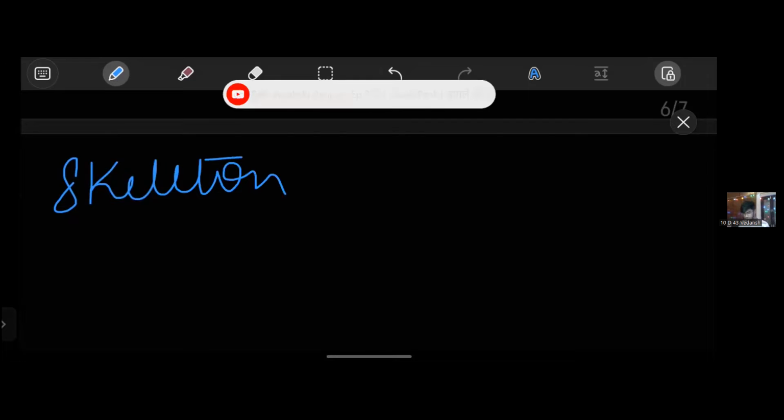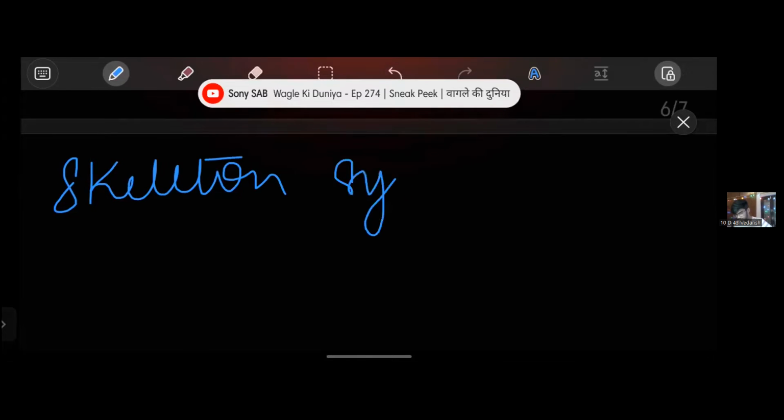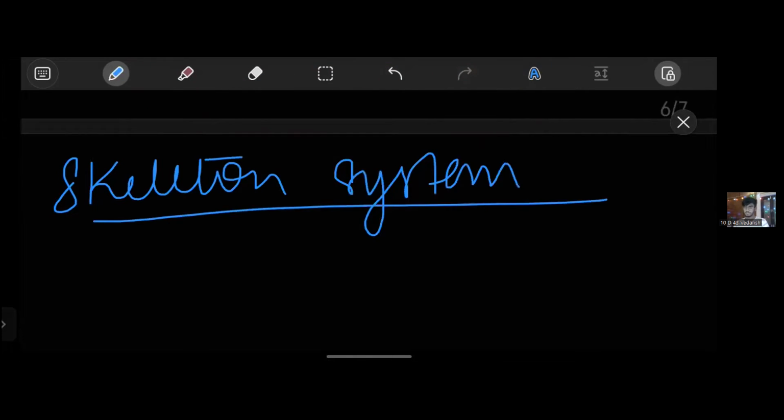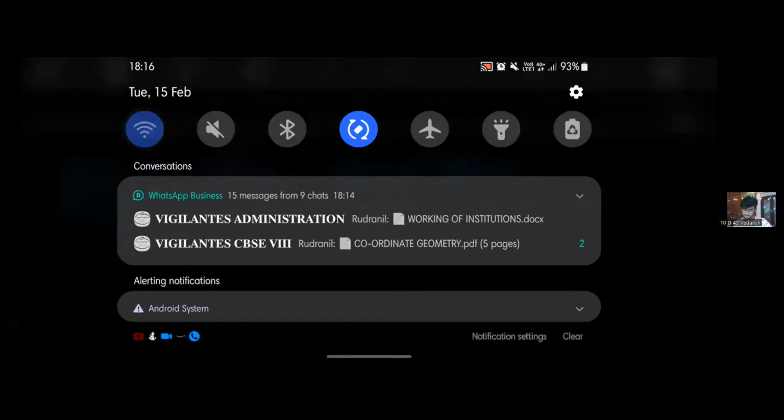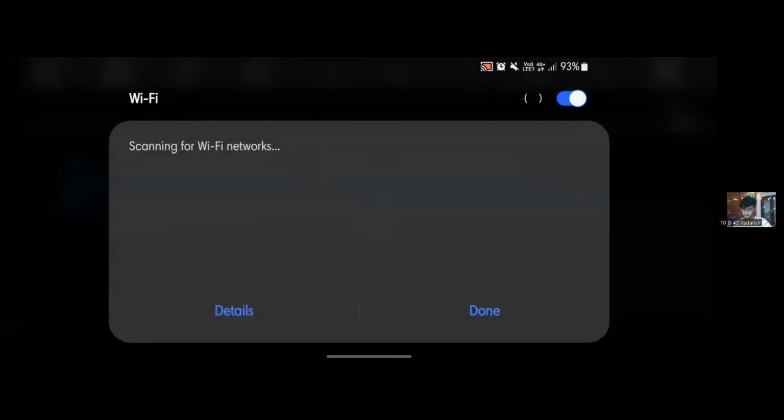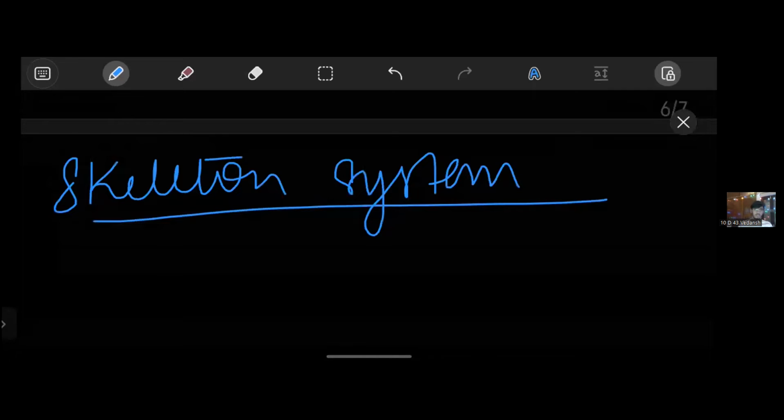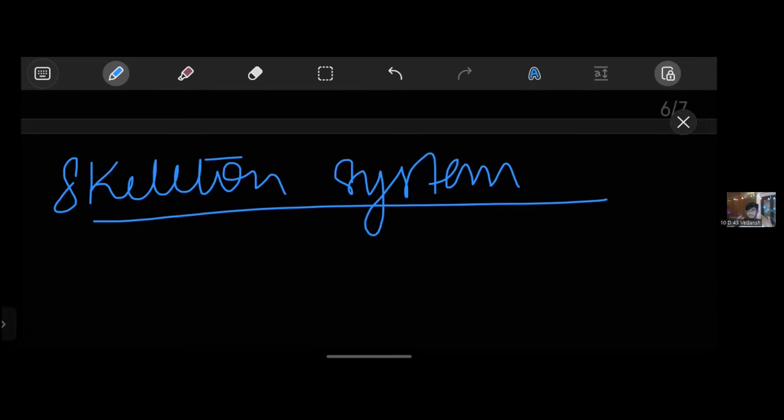Skeleton system. What actually is taught in the skeleton system? We will learn about the functions of the human skeleton, what all it does. We will learn about calcification and decalcification of bones. We will learn how many types of bones there are, such as long, short, flat, and irregular. Then we have classification based on shape. We will learn about the human skeleton again, like the axial skeleton, the appendicular skeleton, what are the carpals, metacarpals.